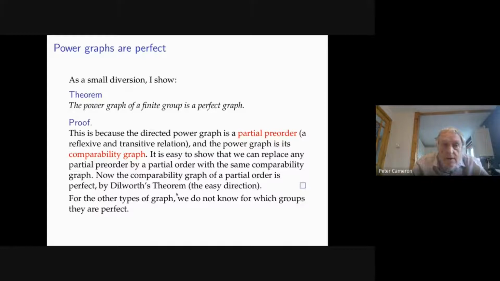Now, Dilworth's theorem has two parts, the easy part and the hard part. The easy part says that the comparability graph of a partial order is a perfect graph. The harder version, which says that the complement of the comparability graph of a partial order is perfect, is the real important part of Dilworth's theorem. We're only using the easy part here.